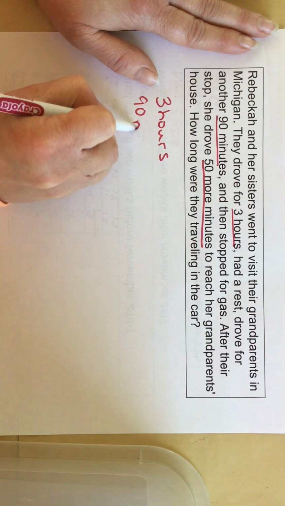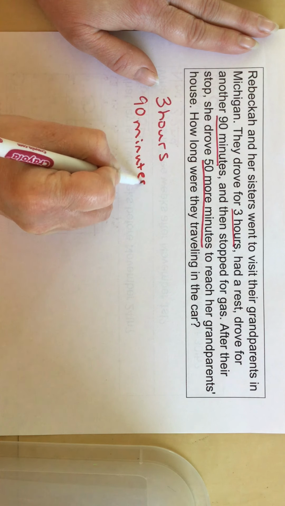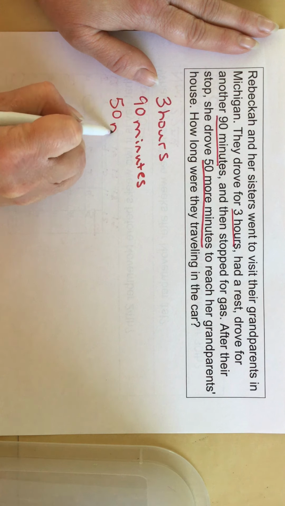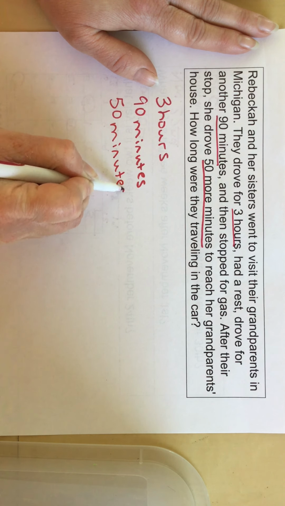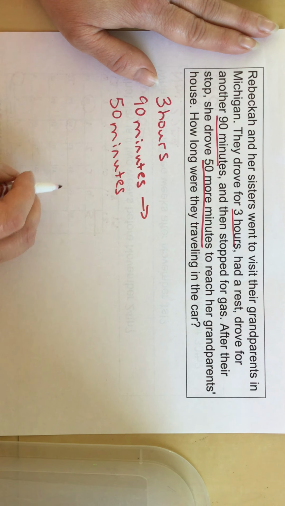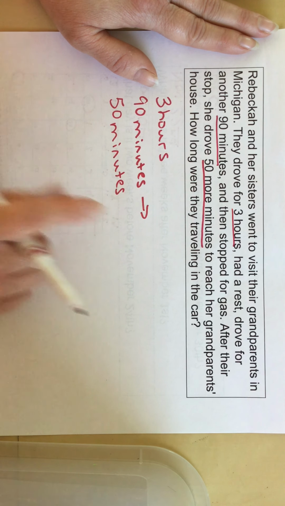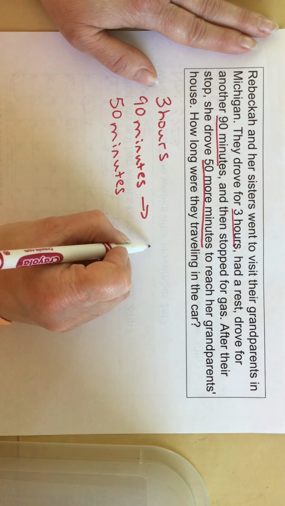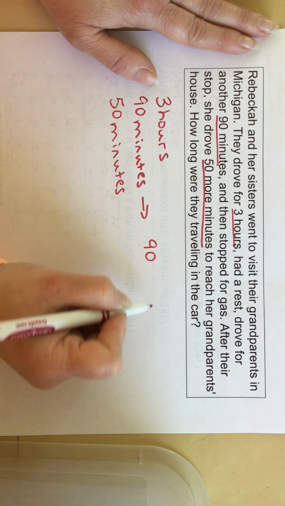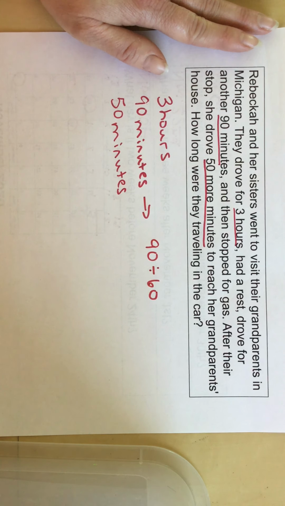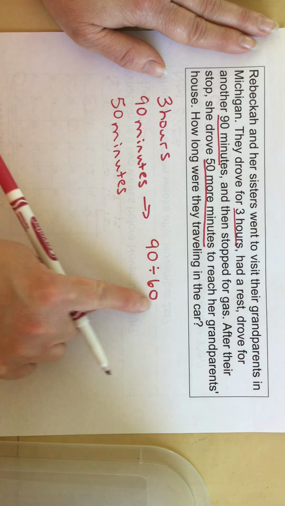90 minutes. I need to change this into hours. And 50 minutes. I need to change this one into hours if I can also. So, 90 minutes is how many hours? Remember, minutes is smaller, so we are going from little to big, so we're going to divide. 90 divided by 60. Well, that's kind of hard because we really don't know.